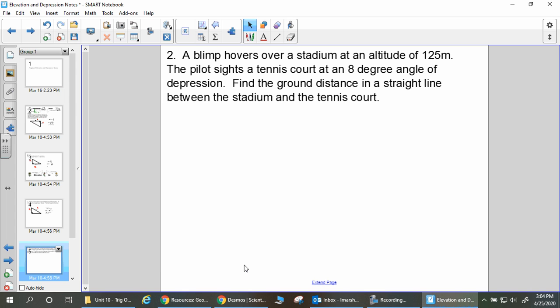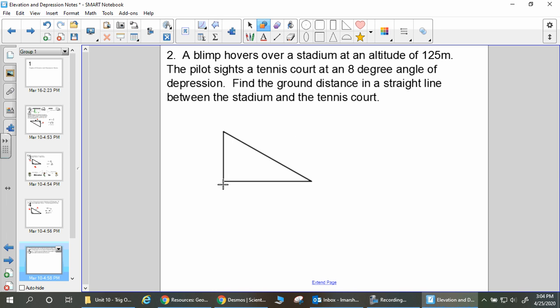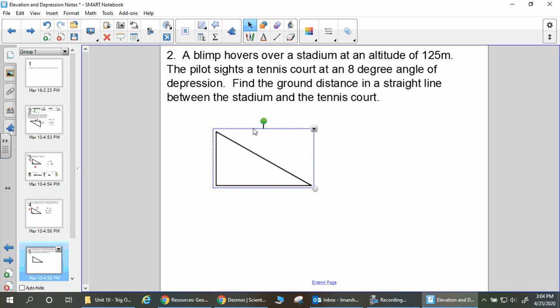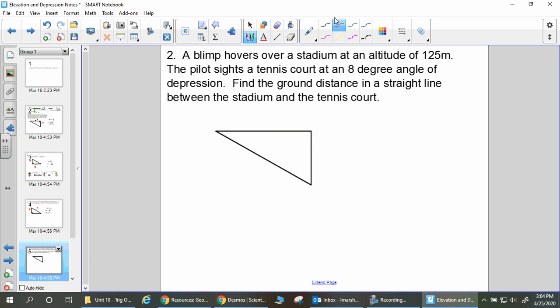Question 2, a blimp hovers over a stadium at an altitude of 125 meters. The pilot sights a tennis court at an 8-degree angle of depression. Find the ground distance in a straight line between the stadium and the tennis court. So first thing I need is my triangle. This time they did tell me angle of depression, so I'm going to flip her upside down. Let's put my right angle in here.